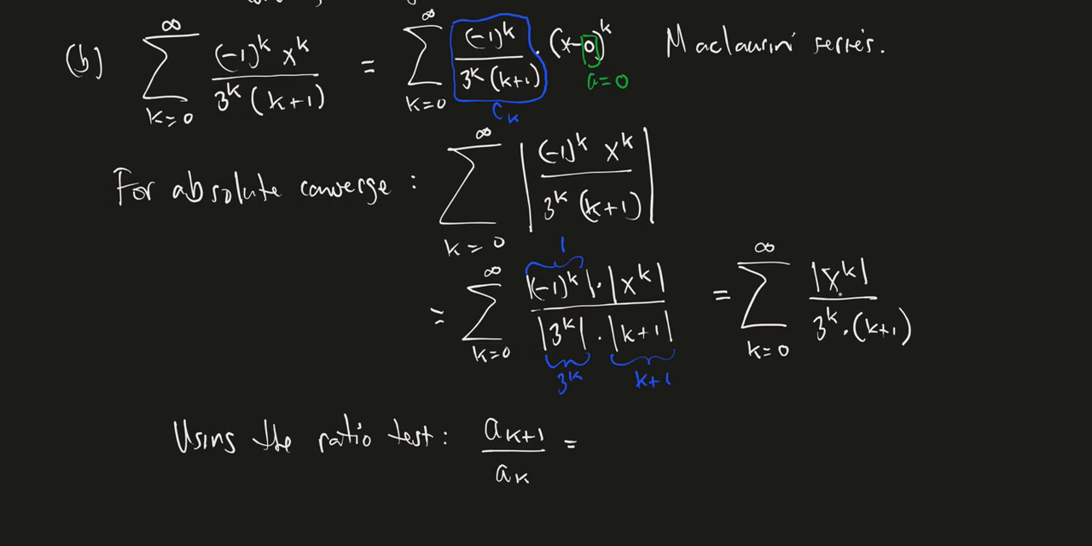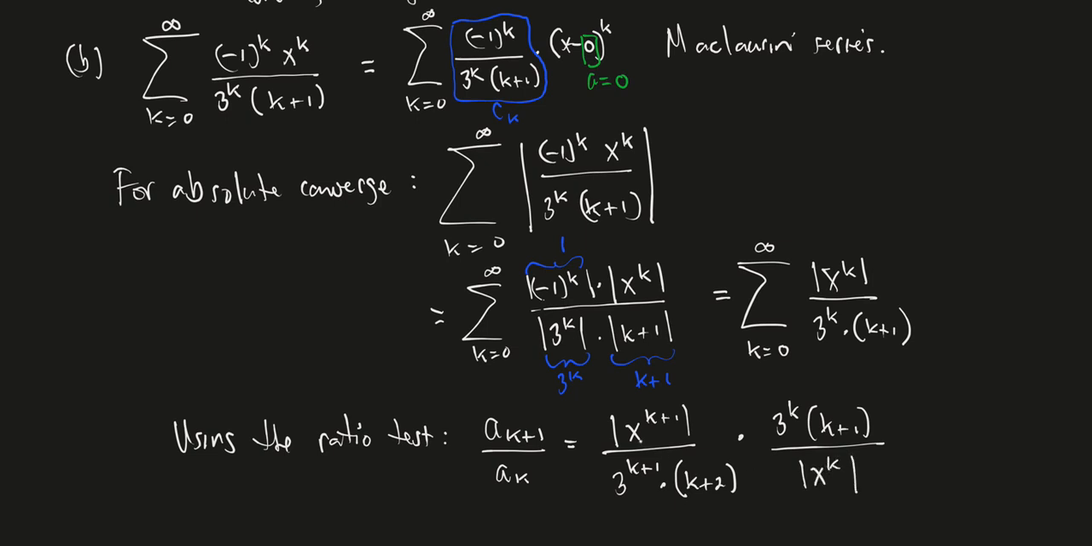So when I replace all the k's with k plus 1, I'll have the absolute value of x to the k plus 1 over 3 to the k plus 1 times the quantity, and when I replace k with k plus 1, I'll have k plus 1 plus 1, so that's k plus 2. And then I'm going to multiply by the reciprocal of this. Remember that trick? Since we're dividing by a fraction, we can multiply by its reciprocal. So 3 to the k times k plus 1 over the absolute value of x to the k.